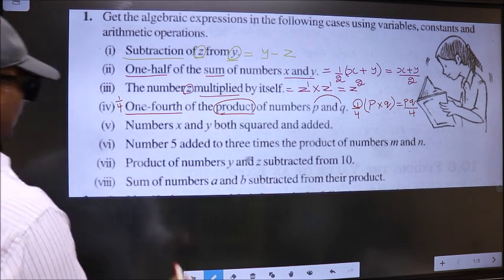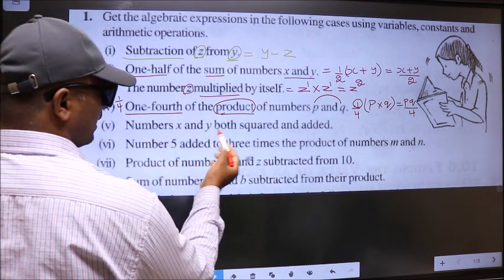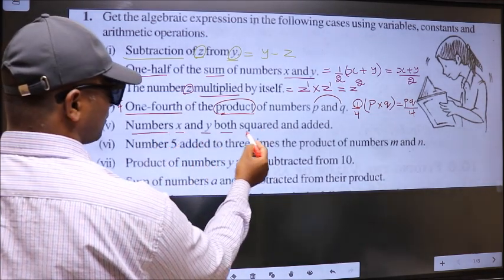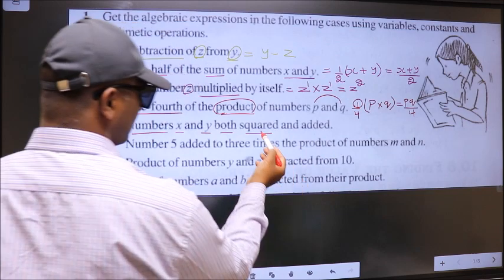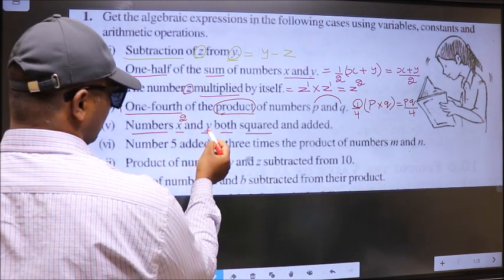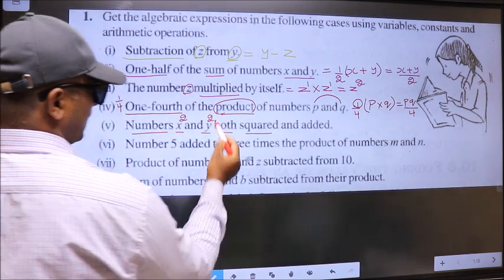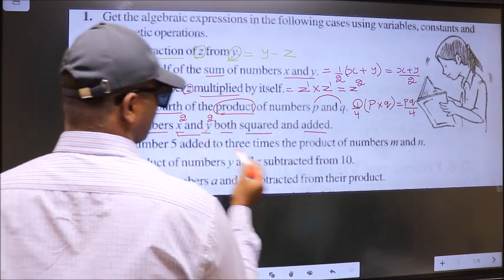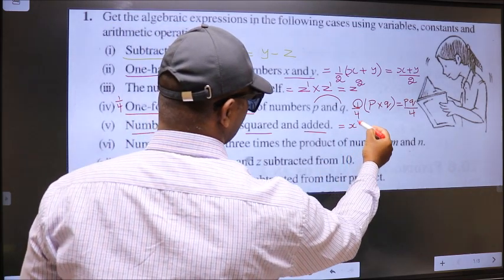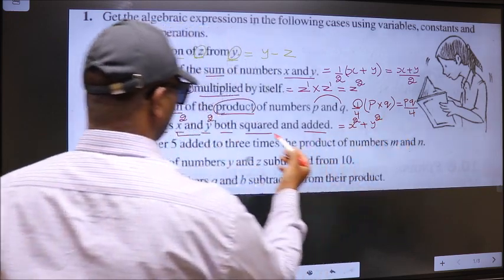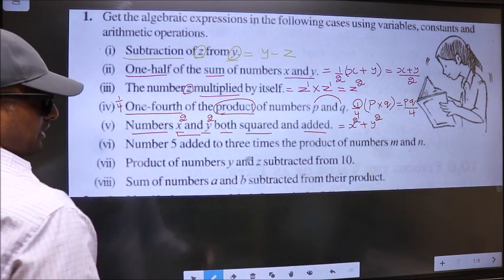Next, numbers x and y both squared and added. Squared means x will become x square, y will become y square. Added means add these two, that is x square plus y square. This is for the fifth bit.